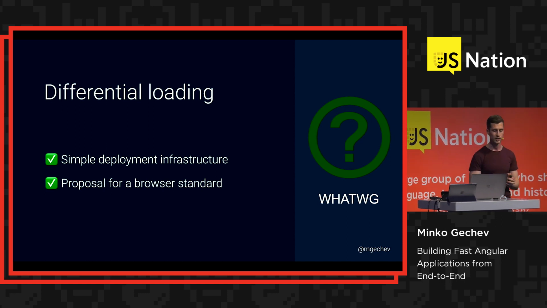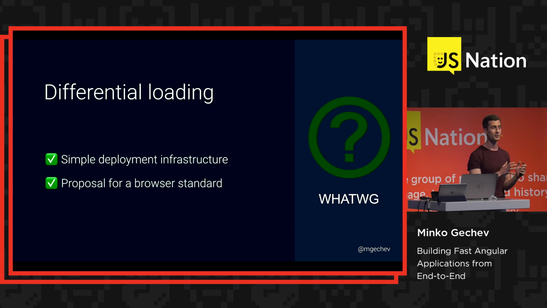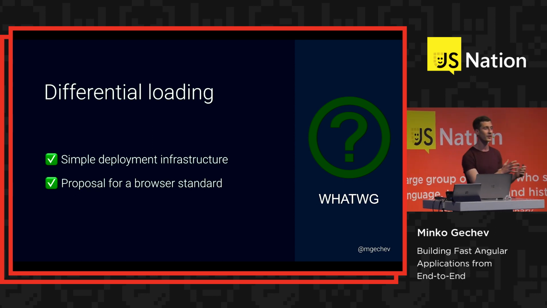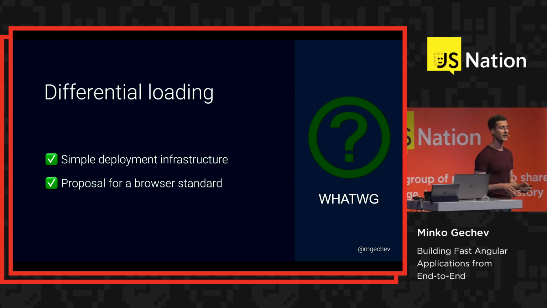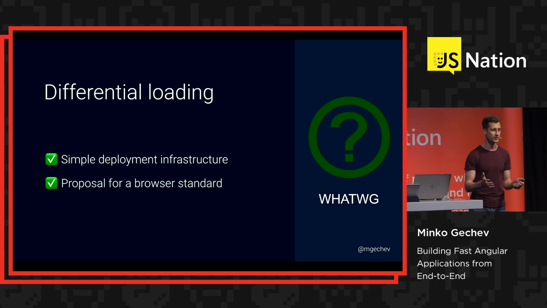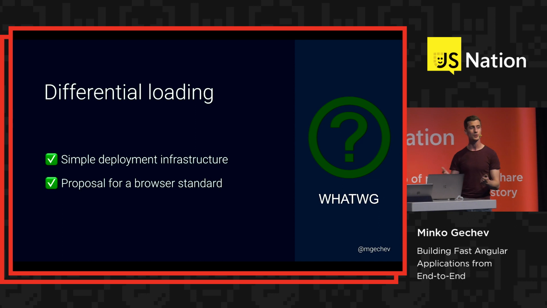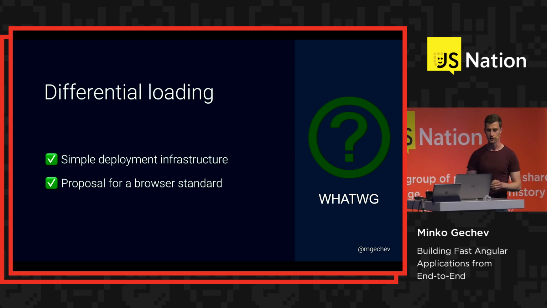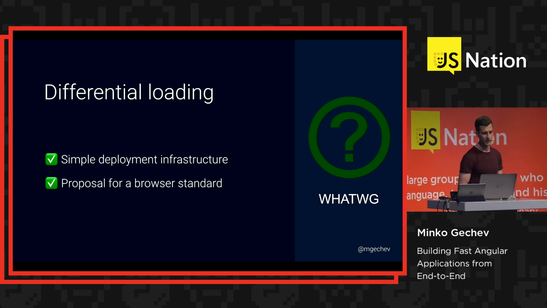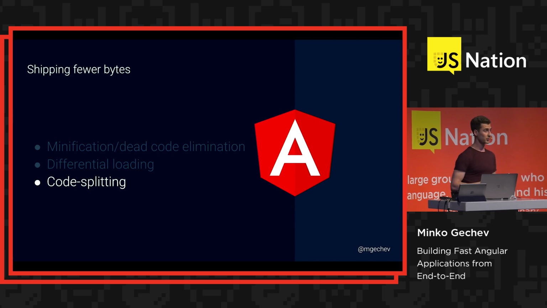Also, there is a proposal for making differential loading a first-class citizen. So at some point, we will be able to load an array of different ECMAScript versions, and depending on the feature set that the browser supports, the users will get the latest version possible for their user agent. So now let's talk about code splitting for a little bit.